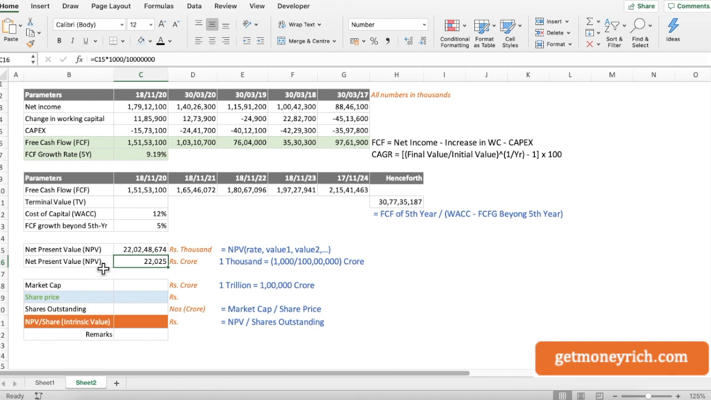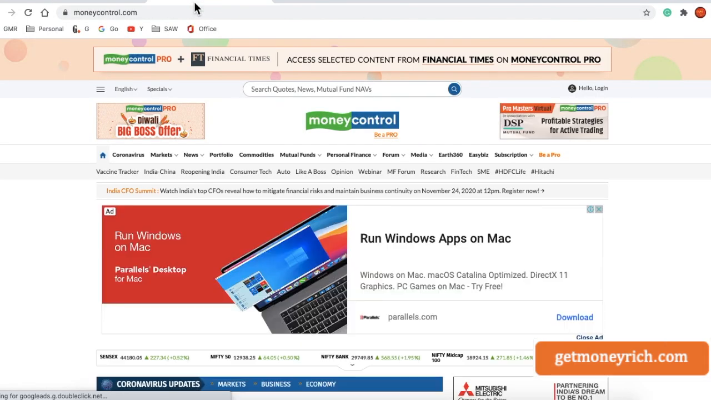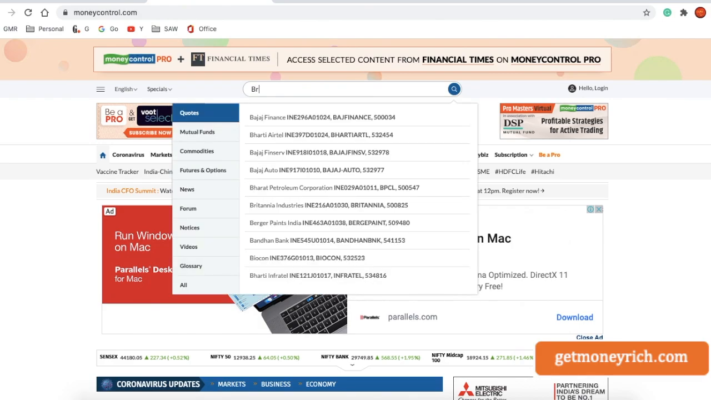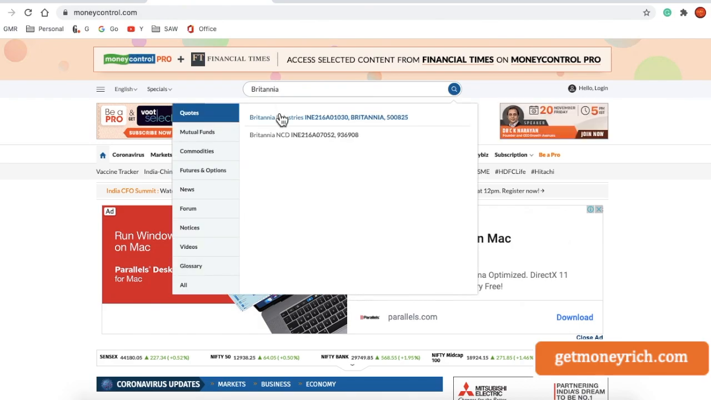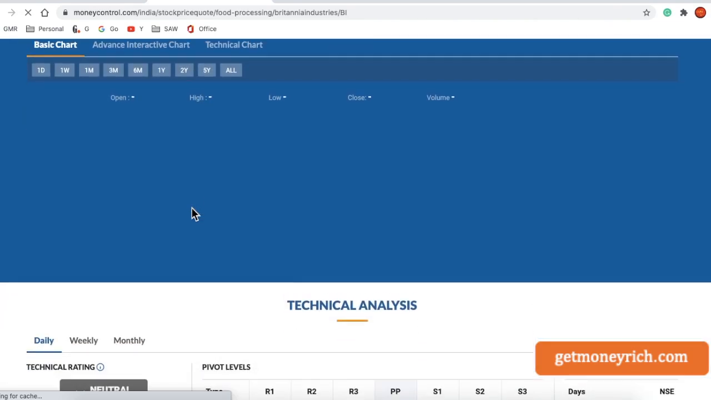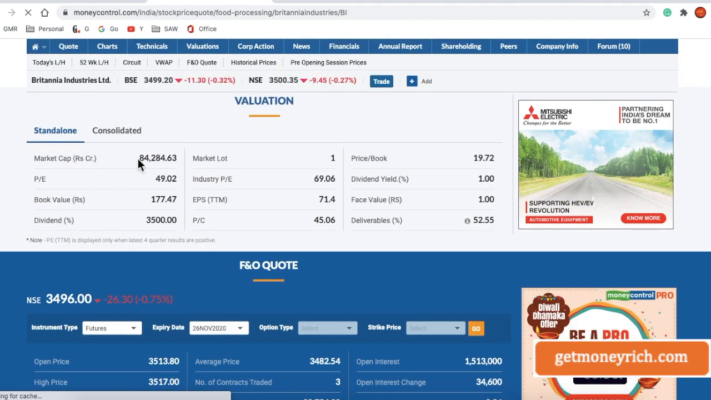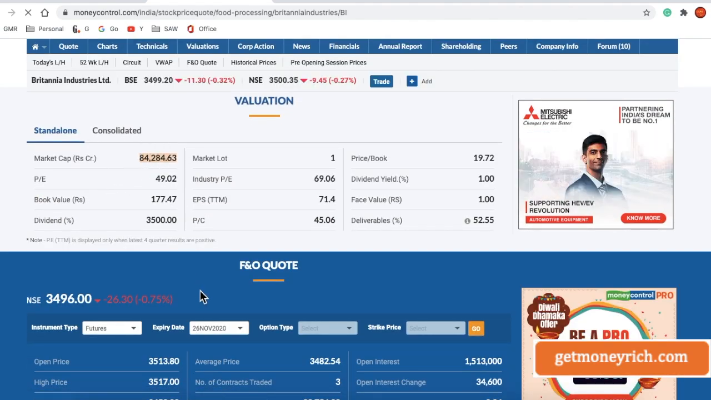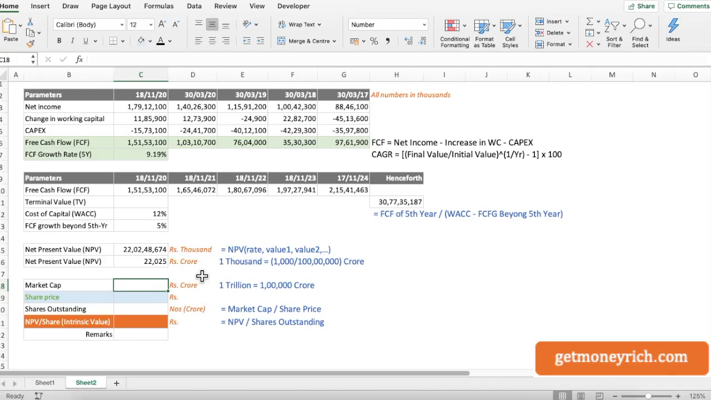Now this value will ultimately give us the intrinsic value. Let's see how. But before that, we have to bring two more numbers. First is the market cap of Britannia Industries. What is the market cap of Britannia Industries? For that, we will go to Money Control. I've already opened this website, Money Control. Search for Britannia Industries in Money Control. Britannia Industries. The page will open. Scroll down a little bit, and you will see the market cap of Britannia Industries here. So just copy this value from Money Control, go back to Excel and paste it here.